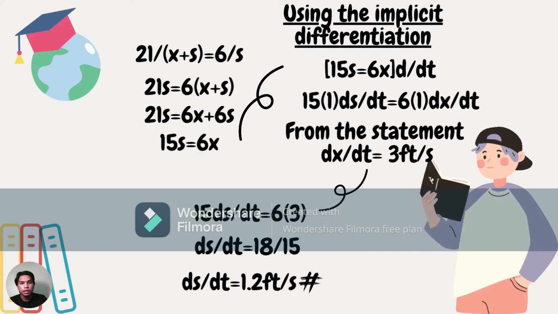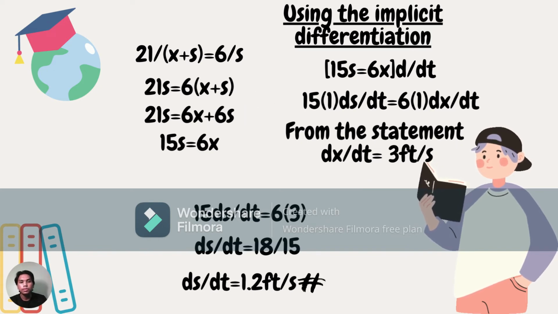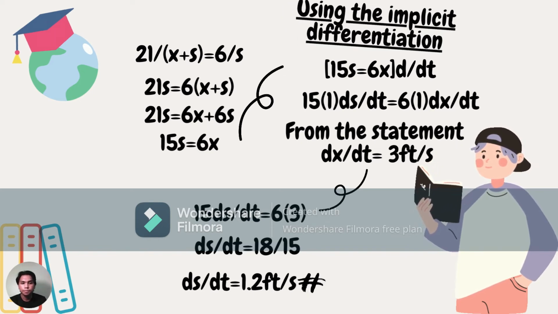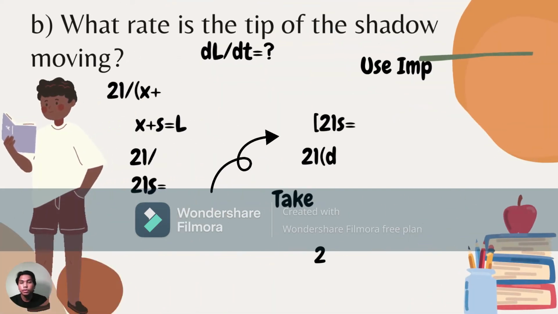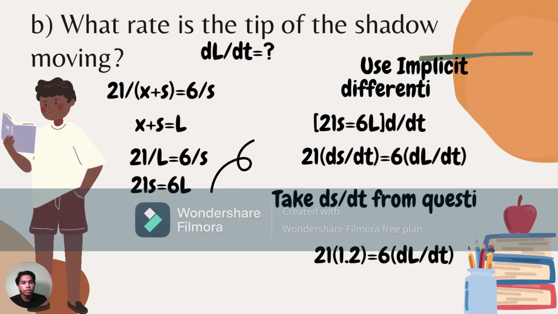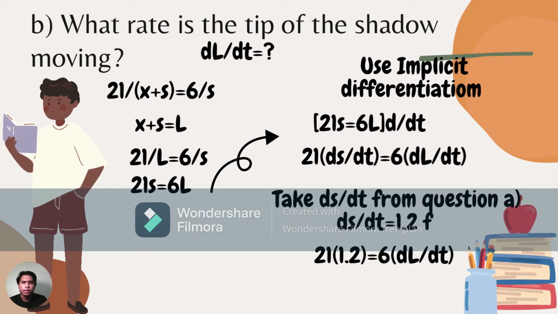This is the rate at which the shadow is changing every second. So let's move on to the next question. What is the rate of the tip of the shadow when he is 10 feet from the light? It means we need to find dl over dt.